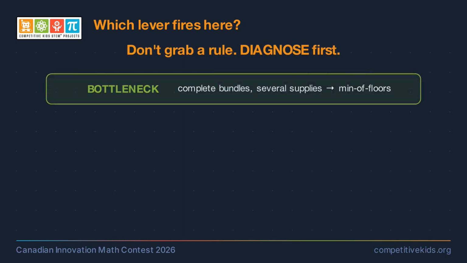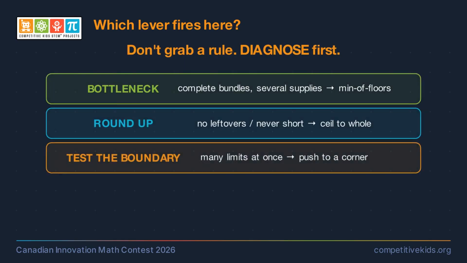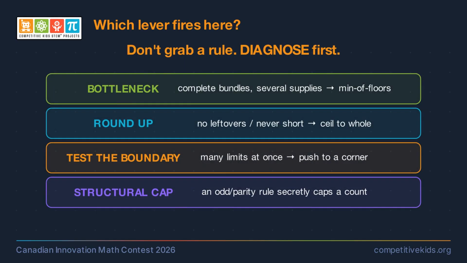So how do you know which lever to pull? Do not grab a rule. Diagnose first. Bottleneck. When you build complete bundles from several supplies, take the smallest floor. Roundup. When nothing can be wasted, seal to a hole. Test the boundary. When many limits press at once, push to a corner.